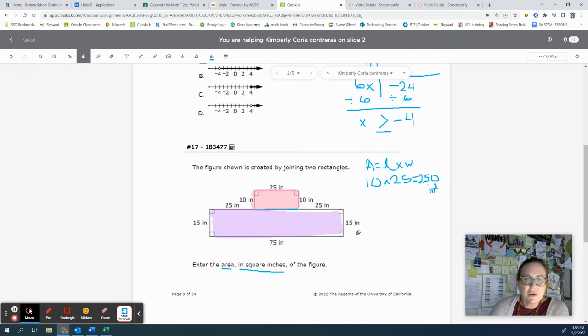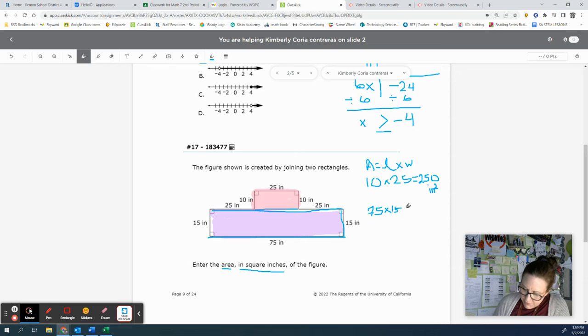And this one here is 75 by 15. We don't need to know that this is 25 for the area. We would need to know that for the perimeter, but for the area, it's also 75 from here to here. So we're going to have 75 times 15, and that one I don't know off the top of my head. So I am going to use my calculator, which is right here.